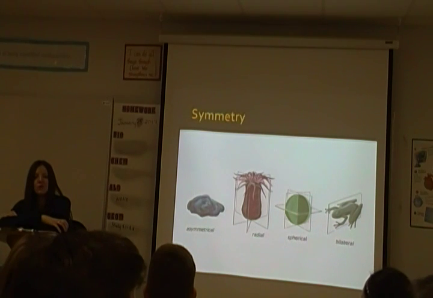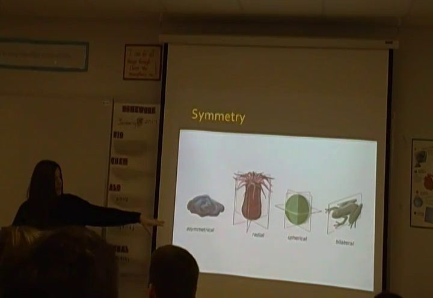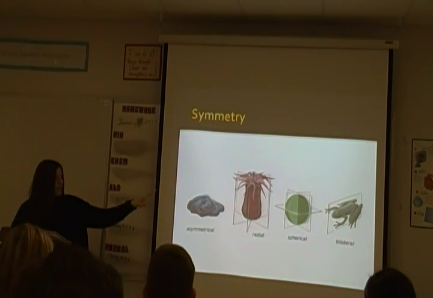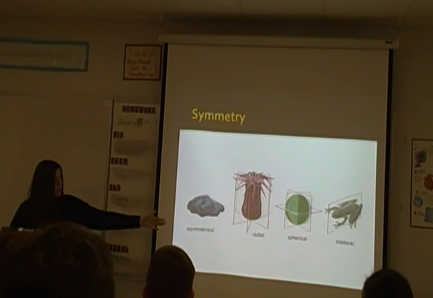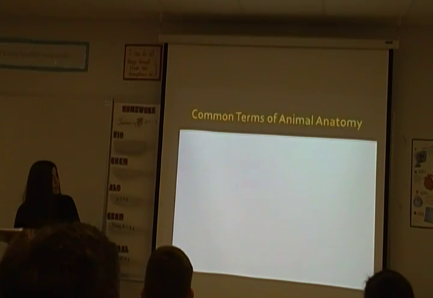Okay, so correct. Asymmetrical, right? That's the sponge. The hydra, radial. The spherical, like I said, is just an ovum. And then bilateral, they show a frog right there. So those are the types of symmetry.